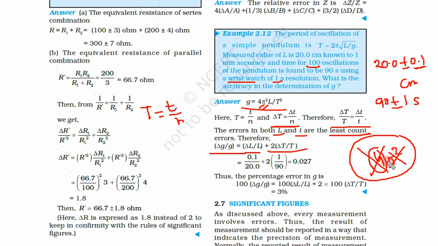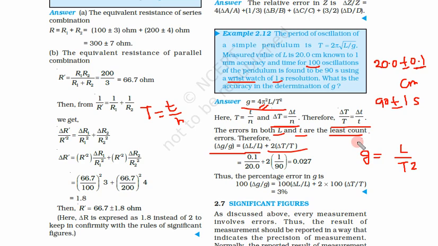I am repeating again, if we are given a constant or a number, we always assume that there is no error associated with that number or constant. So there is no error in pi square, only error is in L and T. So let me write this. So what we have? We have L and T square.